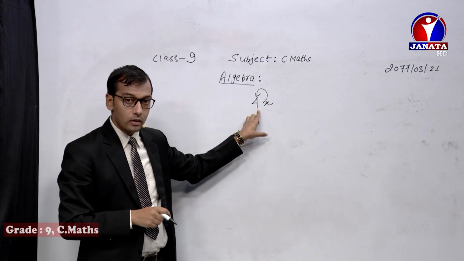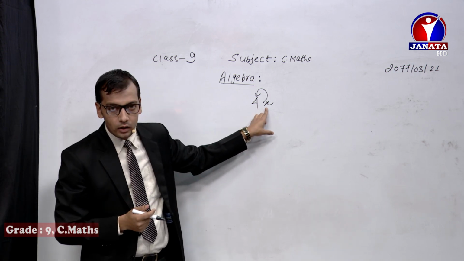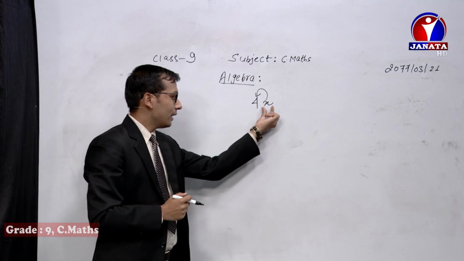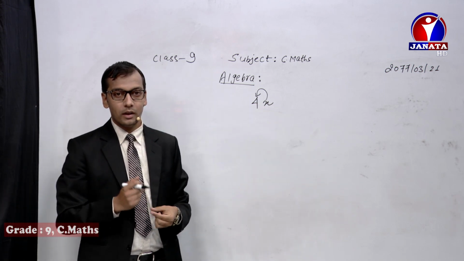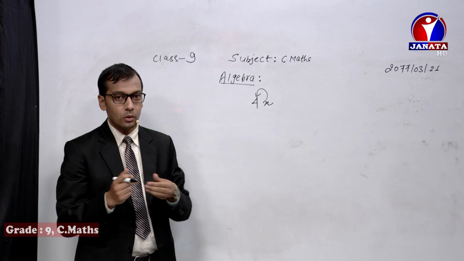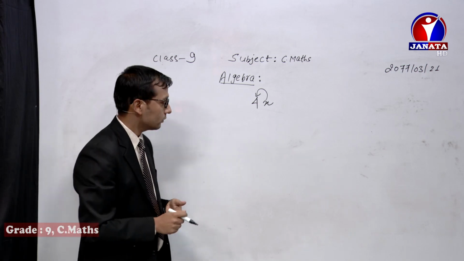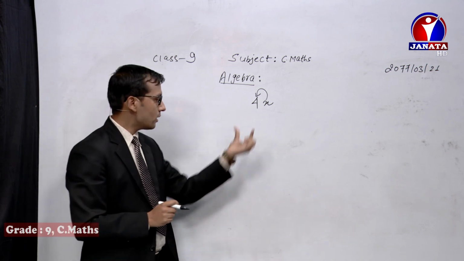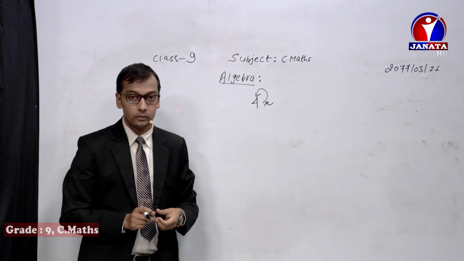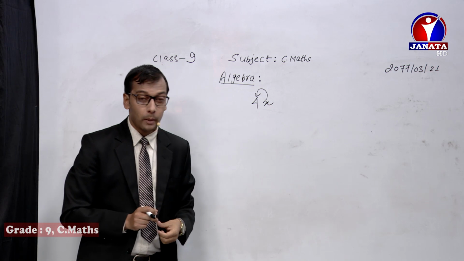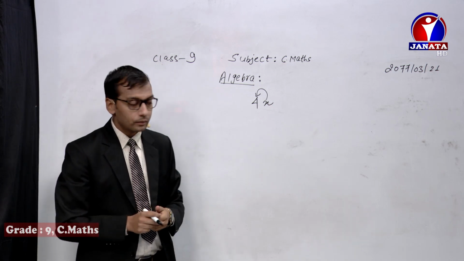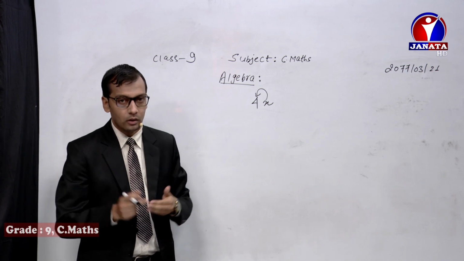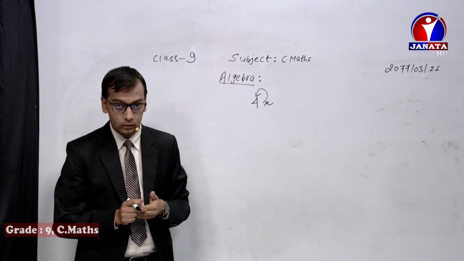4 is the constant, x is a variable. We say this is a variable because it can represent any number like 1, 2, 3, 4, and so on. And this is a term. This is an algebraic term because an algebraic term contains a number with a variable, or simply a number, or only a variable.